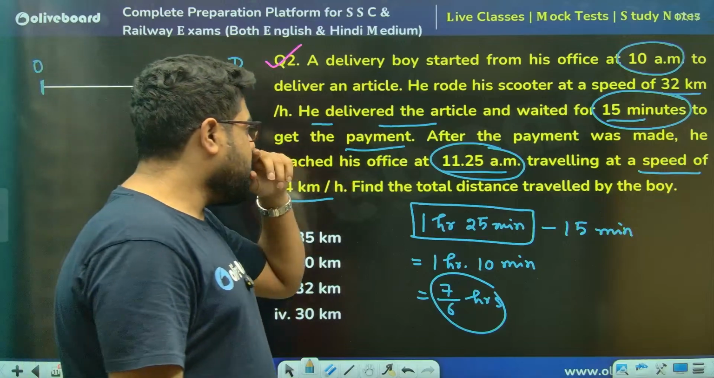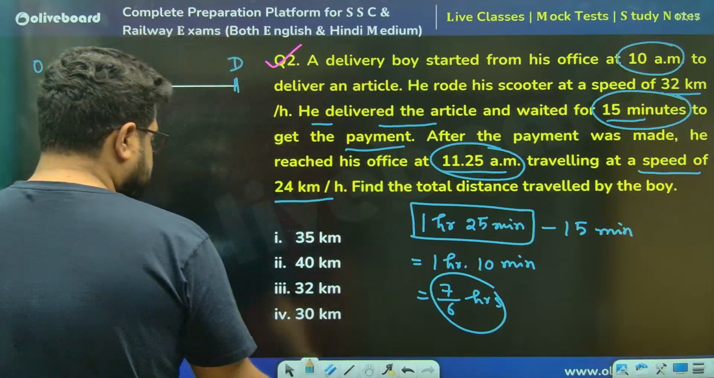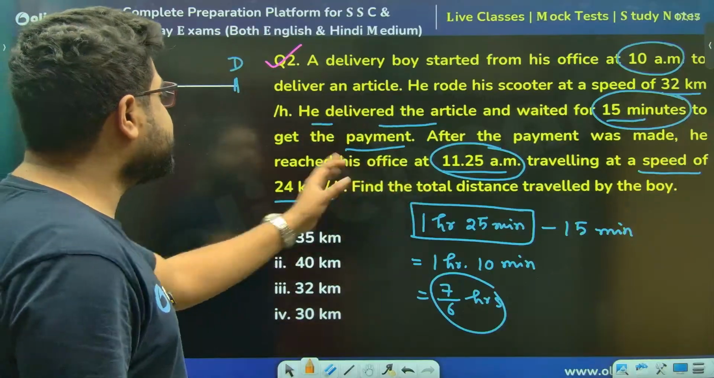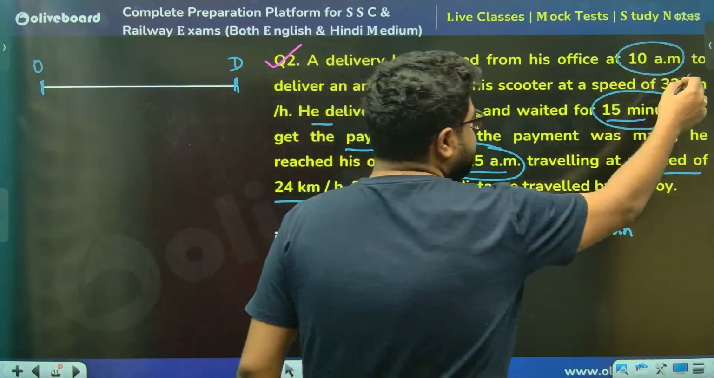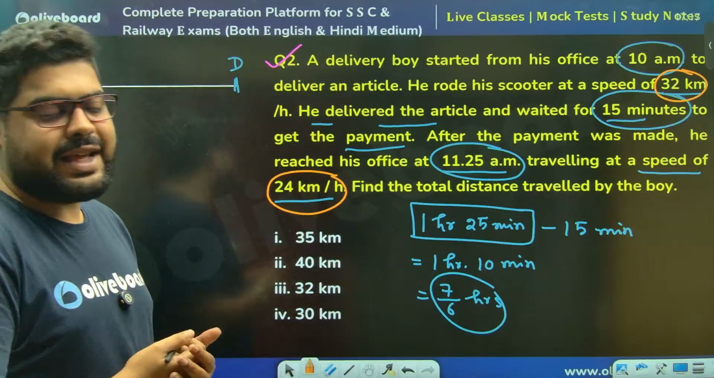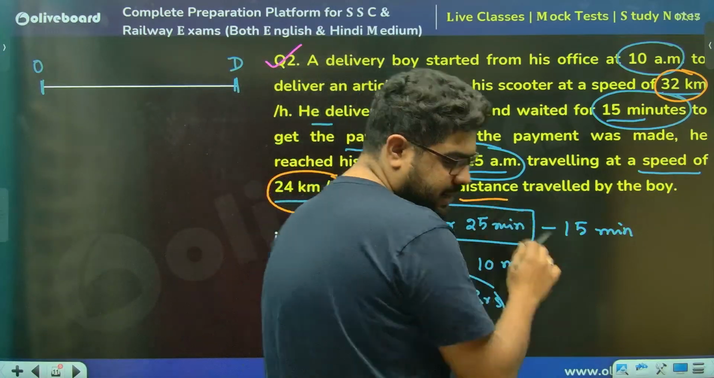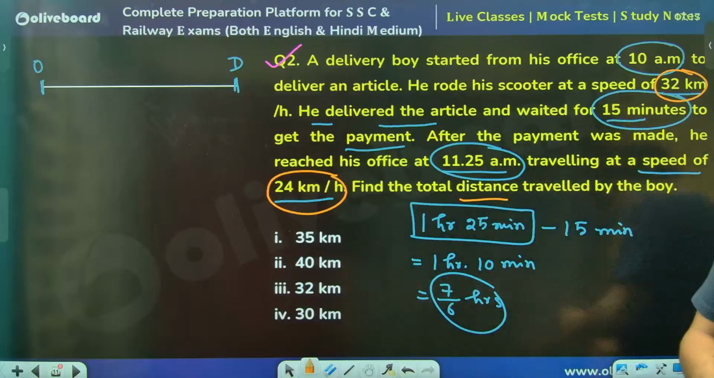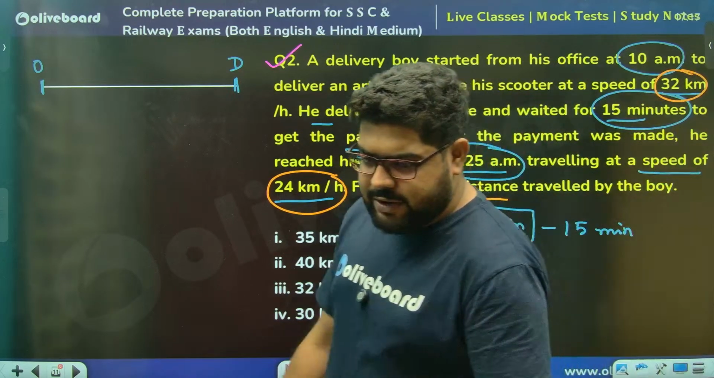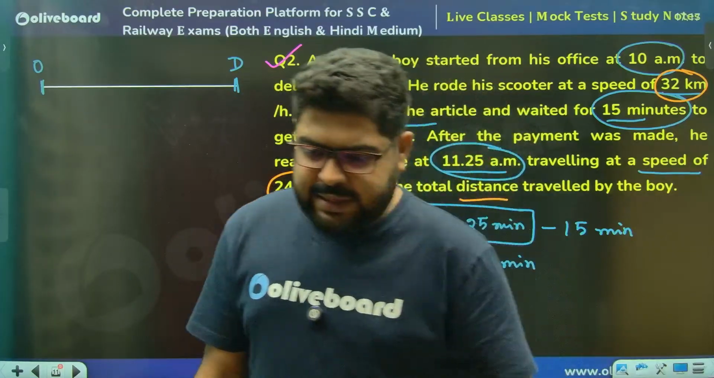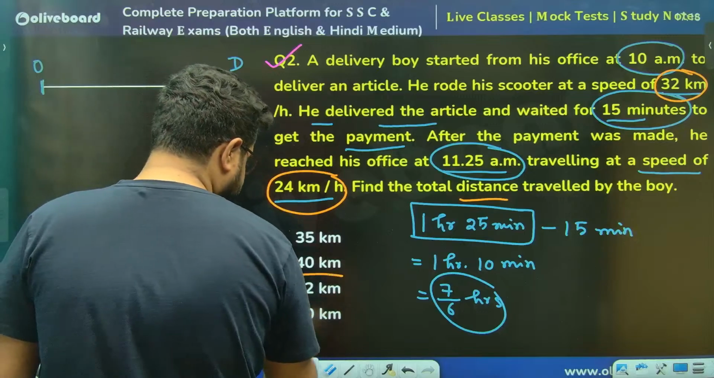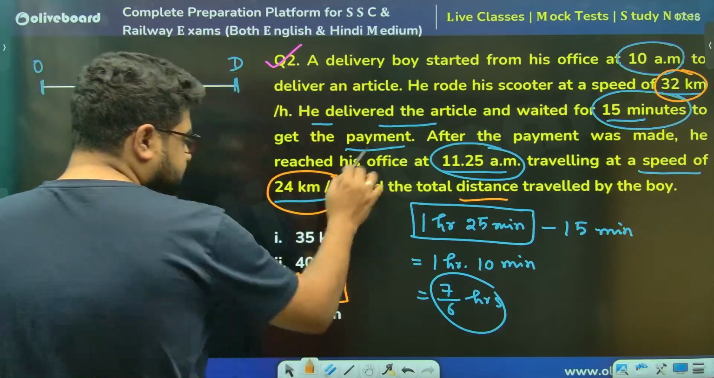Now, what are they asking? Both the traveling speeds have been given: 32 while going, 24 while coming back. They are asking for the total distance. Did anyone give an answer? Good evening, brother. Reena has given answer 32. Let's see, Reena is saying option number 3. This much is clear, right?